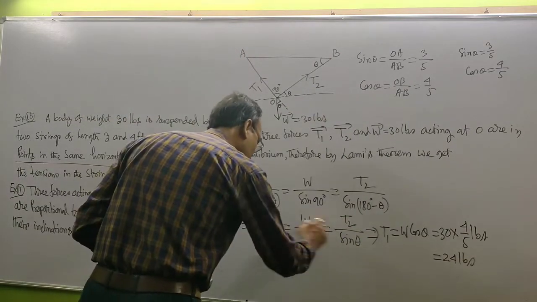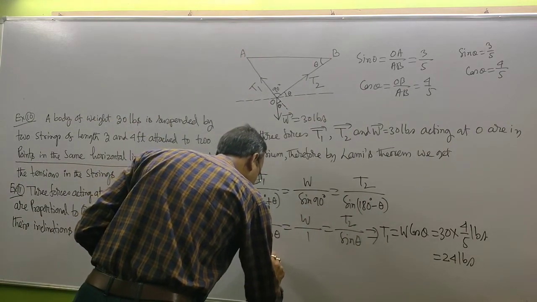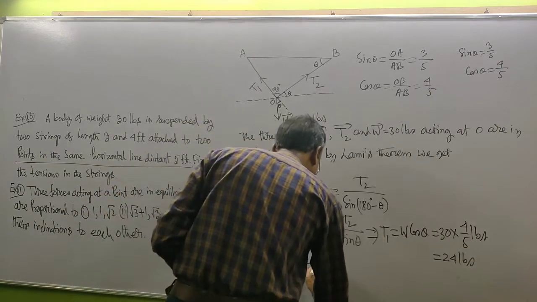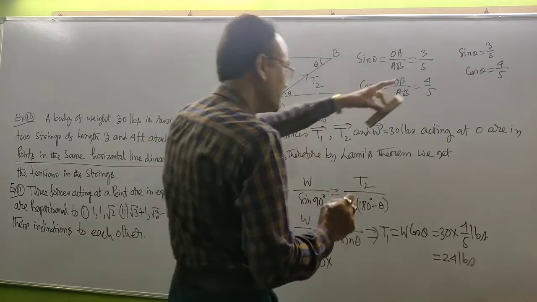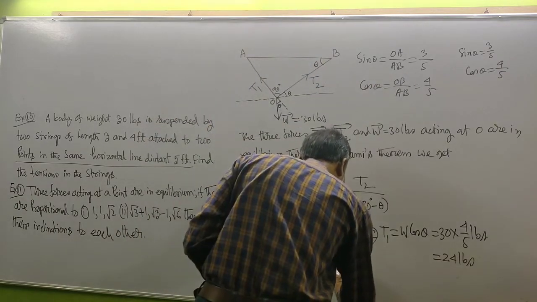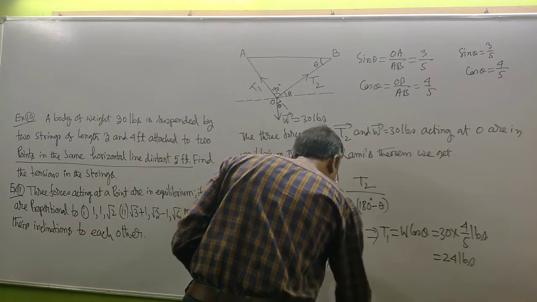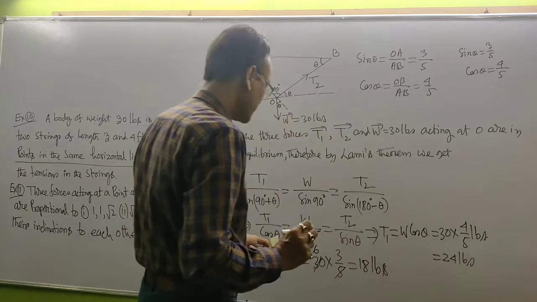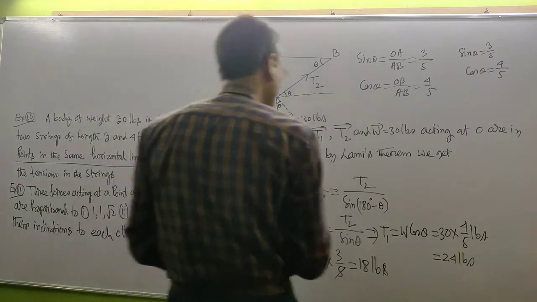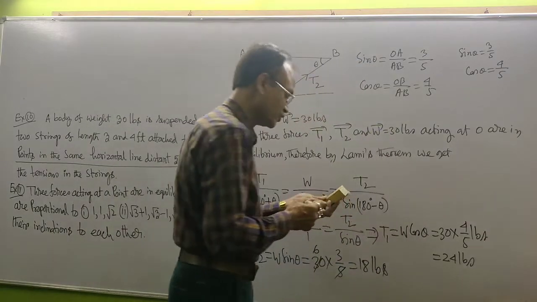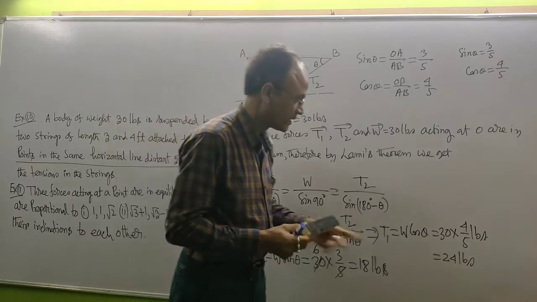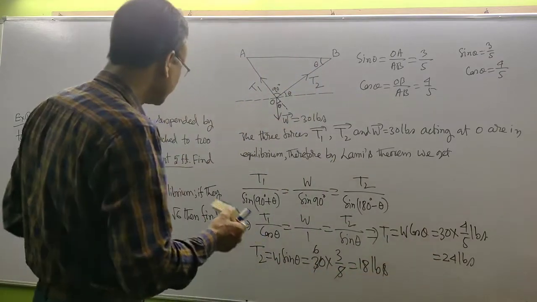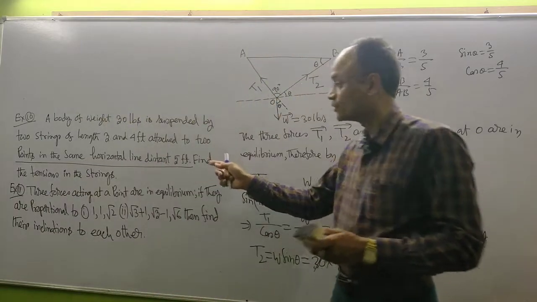T2 is equal to W sin theta. This is equal to 30 into sin theta, which is 3 by 5, equal to 18 pounds. Therefore, the tension T1 is 24 and T2 is 18. Perhaps you have understood this one.